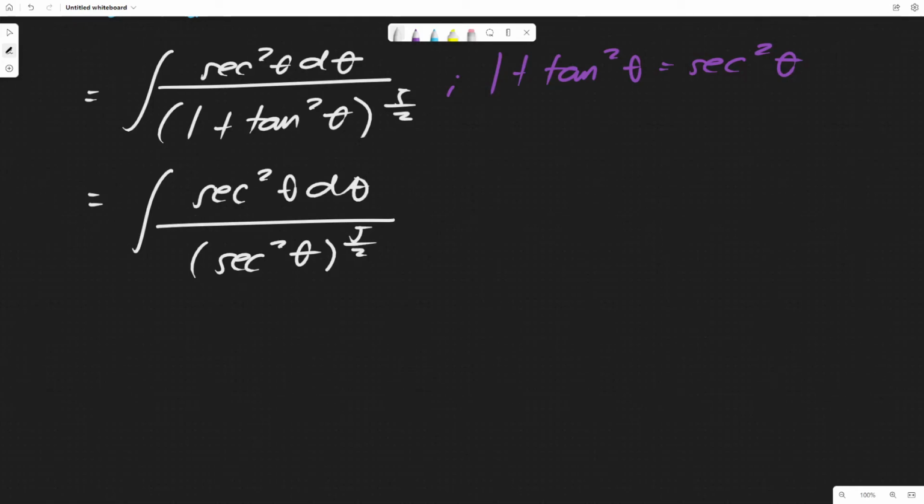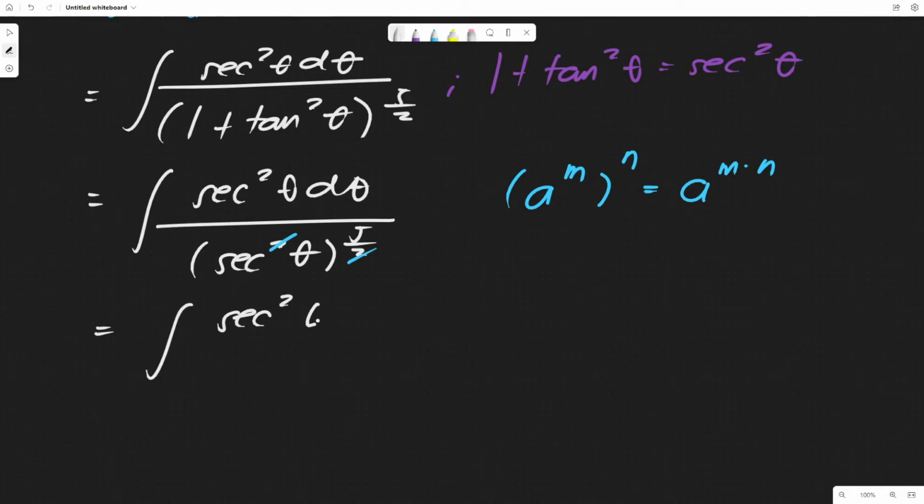So, kapag mayroon tayong a raised to m raised to n, anong equivalent nito? A raised to m times n. So, we can just multiply yung ating exponent sa denominator. So, 2 times 5 over 2, makakancel lang yung 2 natin. So, raised to 5 na lang siya. So, we will have the integral of secant squared theta d theta over secant to the 5th theta.